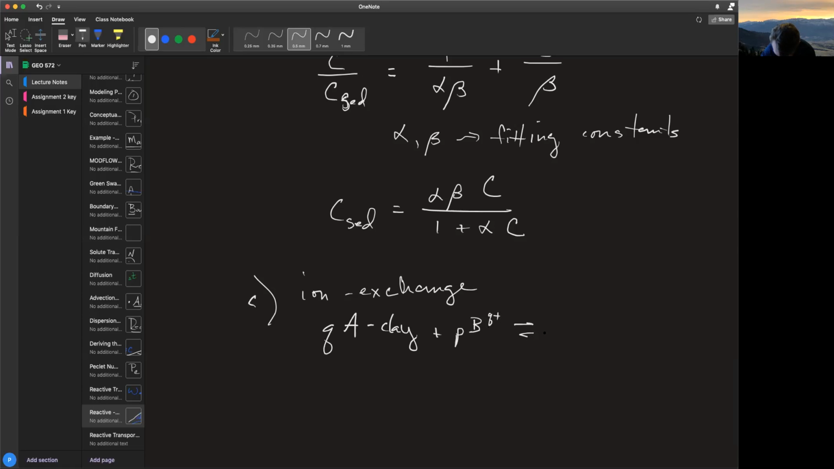This goes to P B clay plus Q A, P plus. All right, and what this reaction signifies is B, whatever B is, taking the place of A on a clay, all right, and releasing Q.